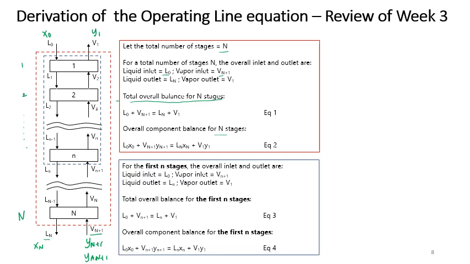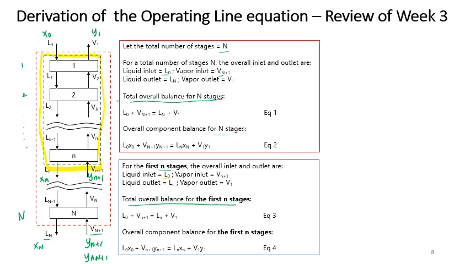And also for the first small n stages inside the column, so let's say our control volume is now the inside of the column here. For the first n stages inside the column, the overall inlet and outlet flow rates are as follows. Then you can do the total overall balance for the first n stages and also the component balance. So here you have y(n+1), here you have x(n). So just replacing the nomenclature.